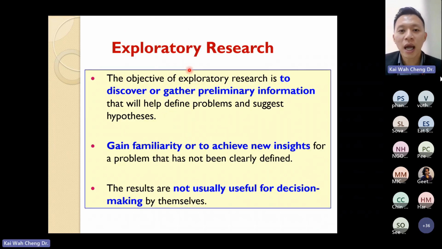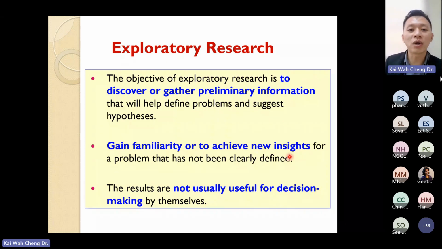Okay, exploratory research. Normally when we plan to conduct an exploratory research, that means we have some new concept appear in the society, or there is a very new issue or a very new problem that occurs in the society or in the country, and you are among the first researchers to conduct such research because you want to gain familiarity or to achieve new insight from that kind of situation.